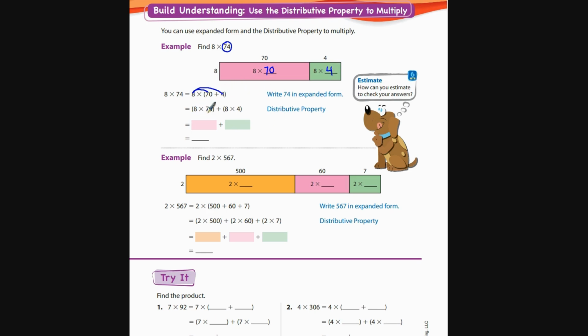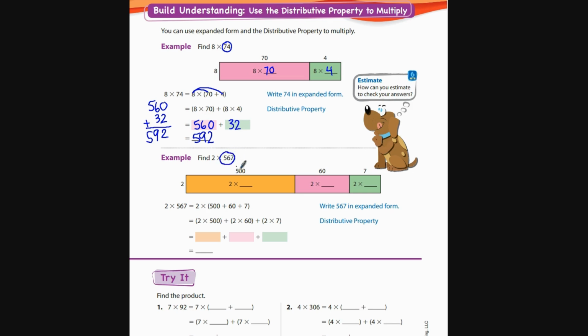Now let's solve. 8 times 7 is 56, and I add a 0. 560. 8 times 4 is 32. And one more step would be to add 560 plus 32. And this is 2. And this is 9. And this is 5. That means that the product is 592. That's it. All right. One more step. Let's do it again. One more example. 2 times 567.